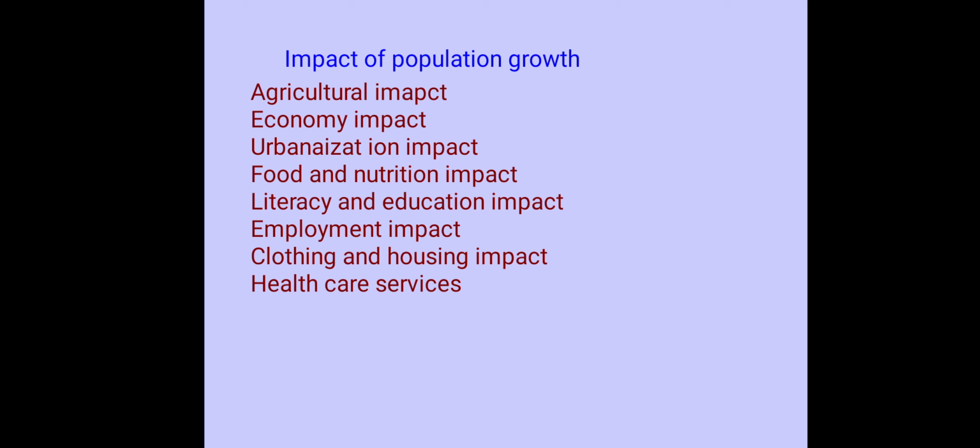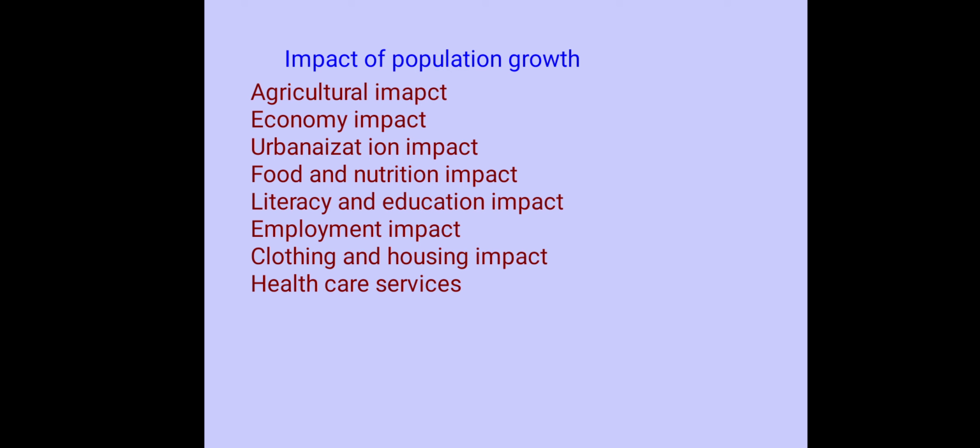And economic impact. Due to overcrowding or overpopulation, the growth of population is relatively very high in rural areas, and it disturbs the land to man ratio. It also increases the problem of unemployment and reduces per capita income. And urbanization results from a natural increase in the population and rural to urban migration.